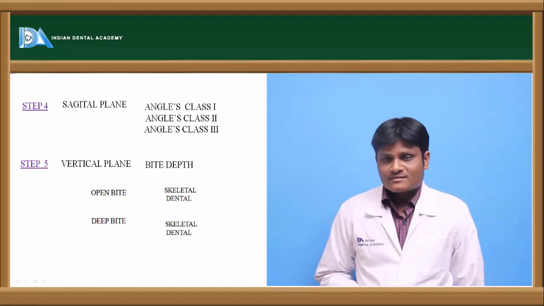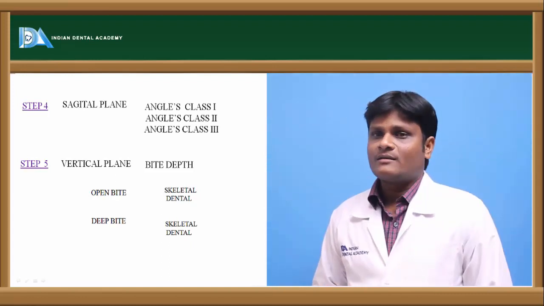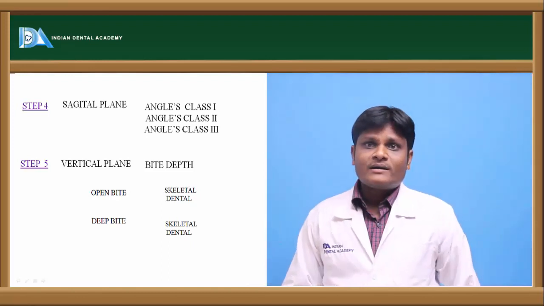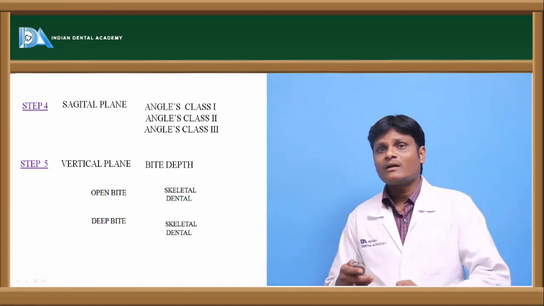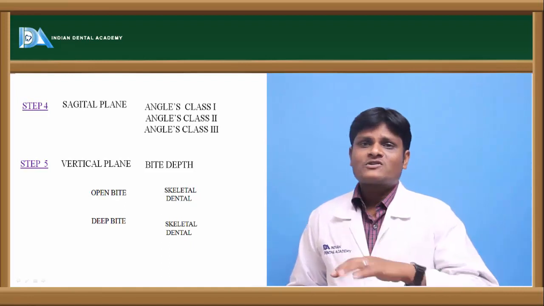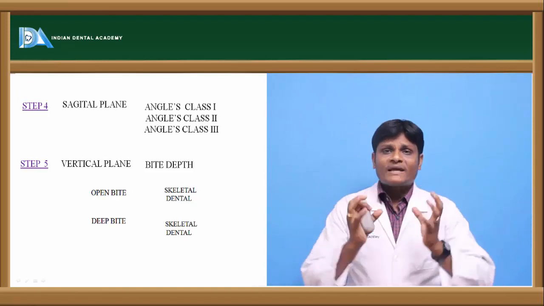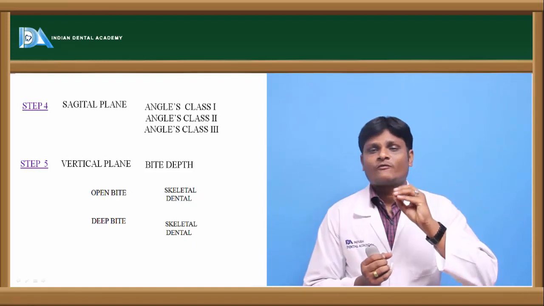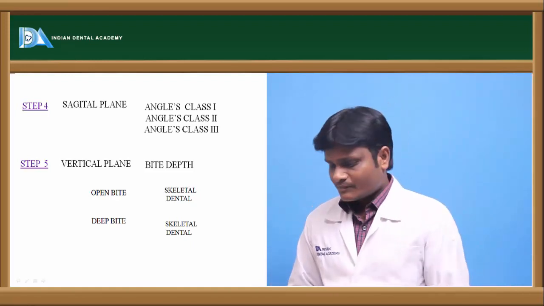The 5th step is the relationship of teeth and skeletal structures in the vertical plane, whether there is an open bite or deep bite. Again, if there is an open bite, whether it is skeletal or dental. If it's a deep bite, whether it's skeletal or dental. This is how the Ackerman and Proffit system gives a comprehensive classification which points out each and every characteristic of dentition in all the planes of space, which can be carried out in 5 steps.